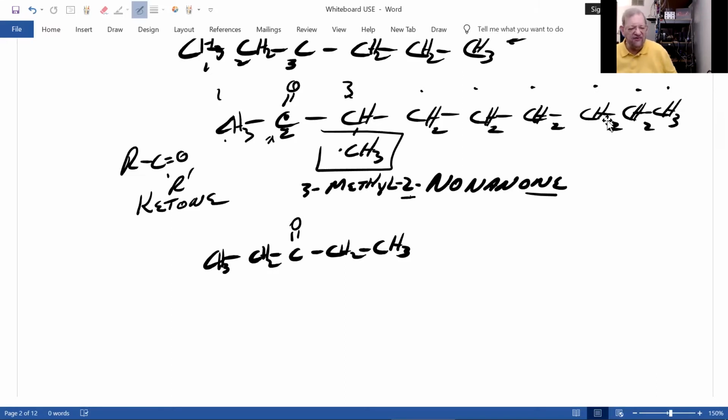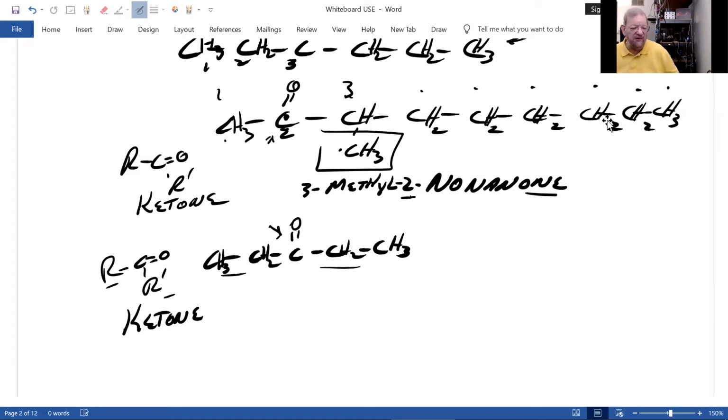All right, let's take a look at this. What's different? What's not carbon? What's not hydrogen? What's not a carbon-carbon single bond? Ooh, oxygen double bond to carbon. And carbons here, carbons here. In this case, R and R prime are the same. And we've got a ketone.